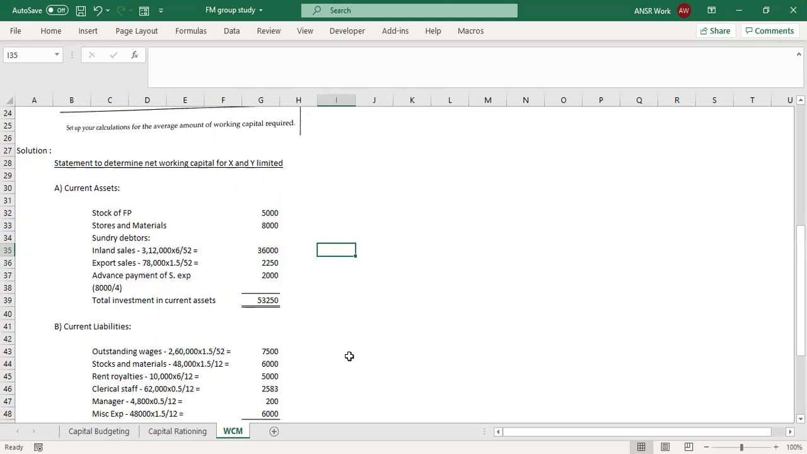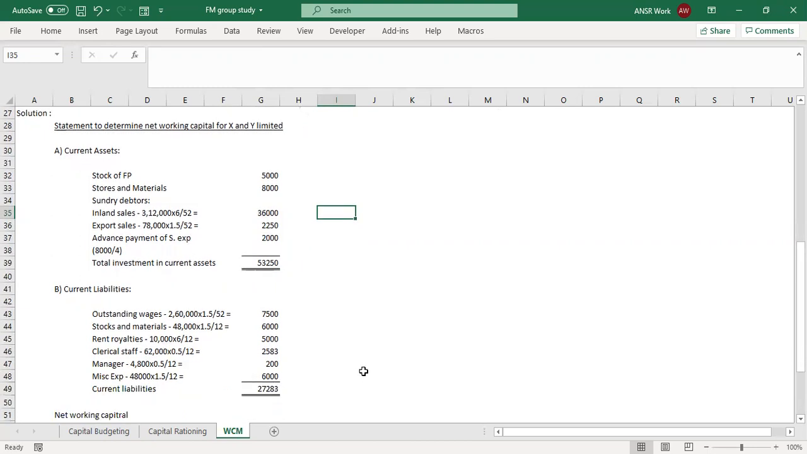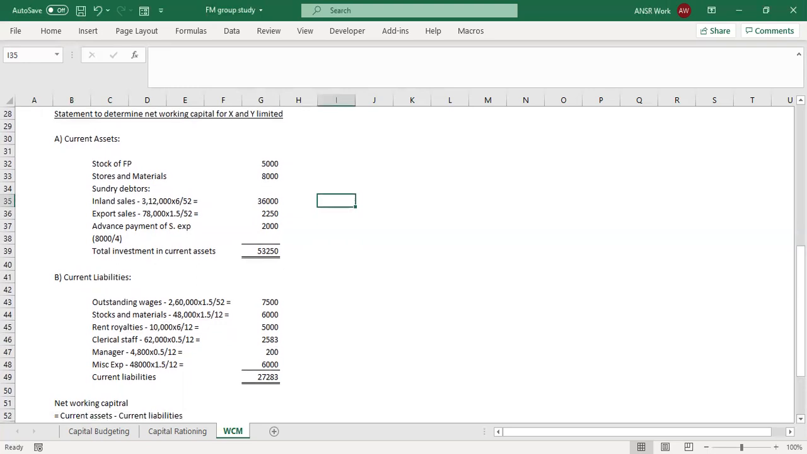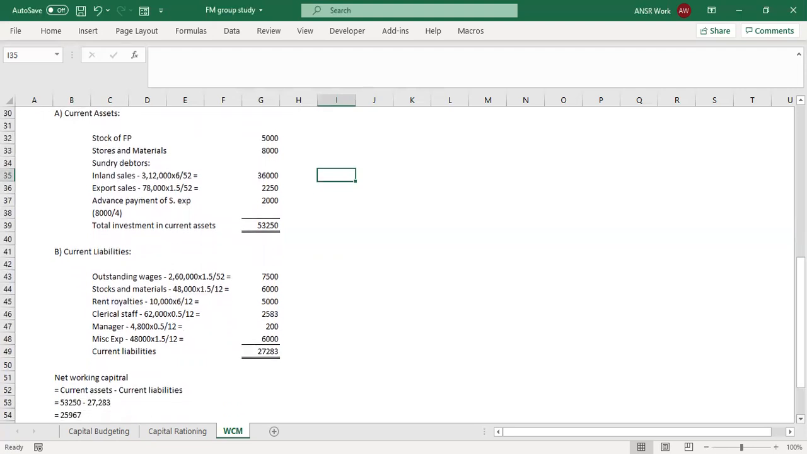27,283. That's absolutely correct. And your working capital comes to 25,967. Absolutely correct. Did everybody get the answer? Yes, got it. Great.